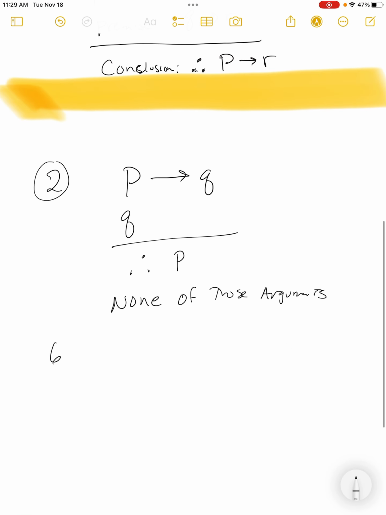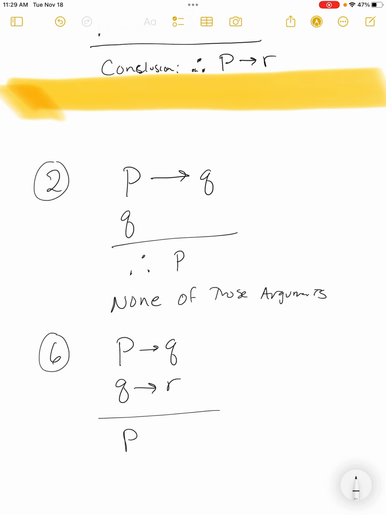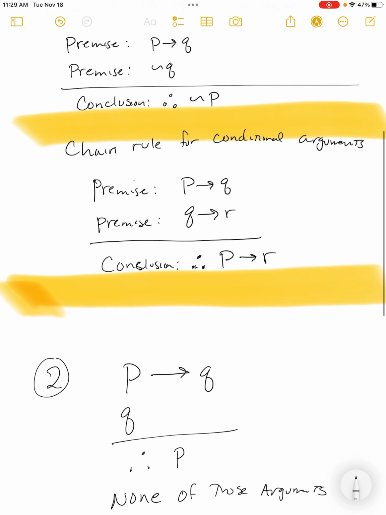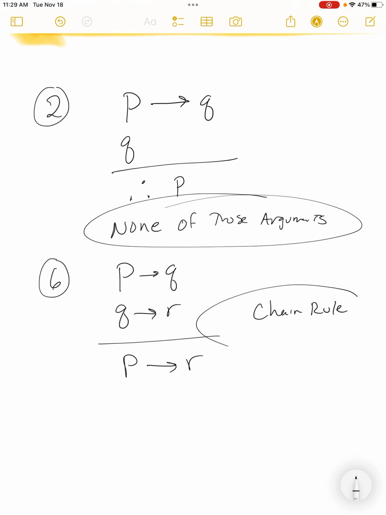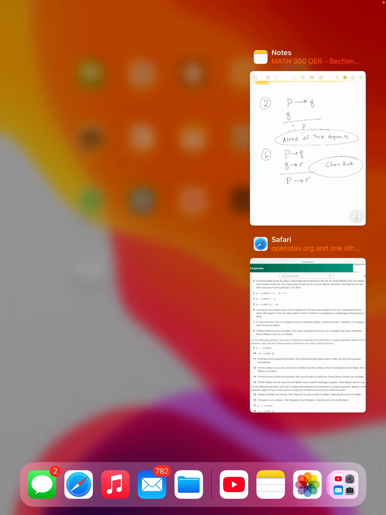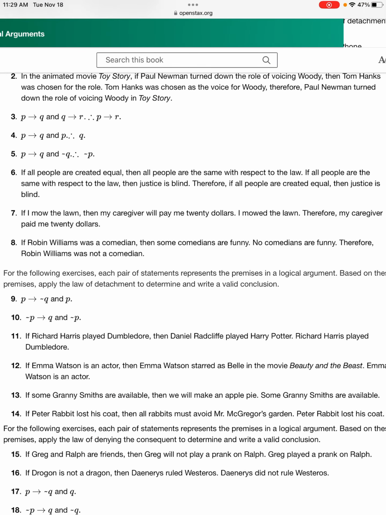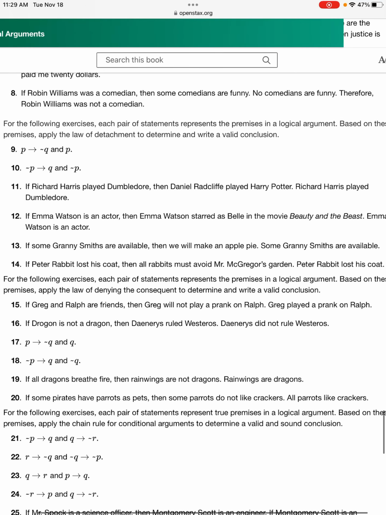So in number 6, if I were to diagram it out, we have P going to Q, and then we have Q going to R, and then they do produce the bookends. So this is the chain rule. I think you can just write chain rule. I don't think you have to write the whole chain rule for conditional arguments. So the answer for number 2 that we looked at is none of them. 6 is an example of the chain rule. And that's what's happening as you're working from 1 to 8.